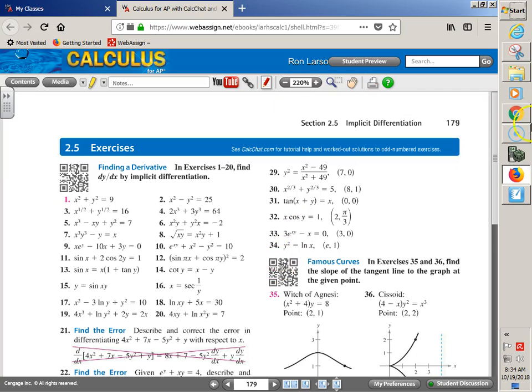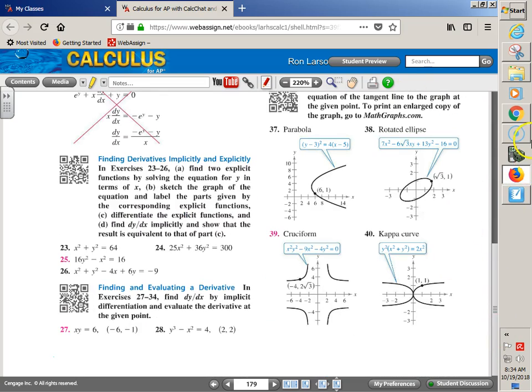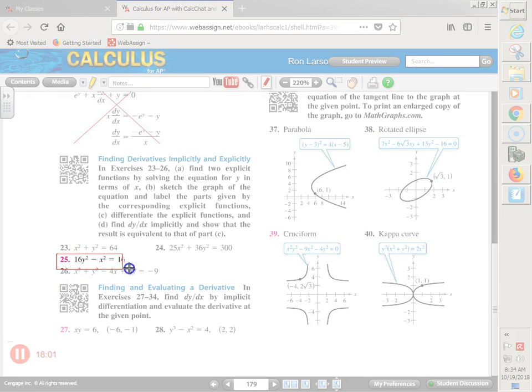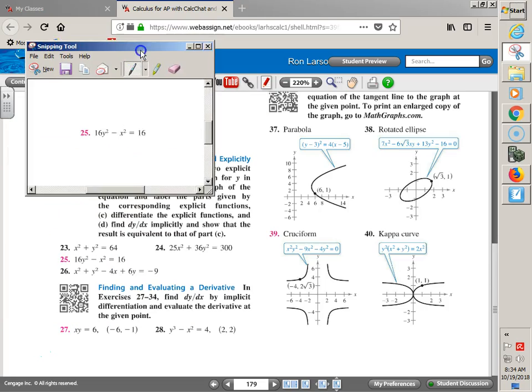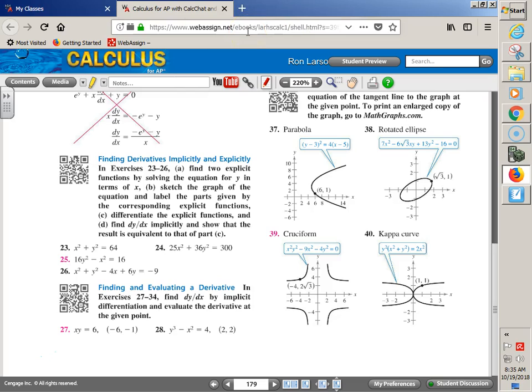So number 25, what were the directions as we go there? Okay. Nice thing is, this is a pink one, so there was a video going along with it. I think that's why I gave you, even though the directions were kind of crazy, I gave you that one. But let's check the directions real fast. Two explicit functions by solving for y. Sketch the graph, label the parts given by the corresponding explicit, differentiate the explicit, and then go implicitly and show that they're the same thing.